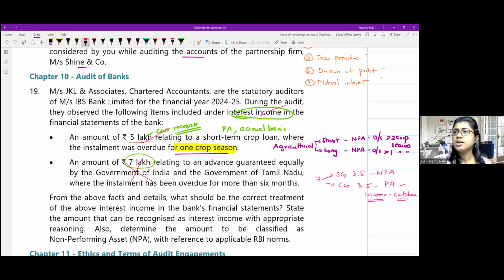Exact point is there. So you can't recognize the income. Even though it is central government, you can't recognize the income. But you will ask them to show it as PA. That's separate. But others, can you reply whether you understood? Since it is central government, asset classification is performing. Income will be only on cash basis.